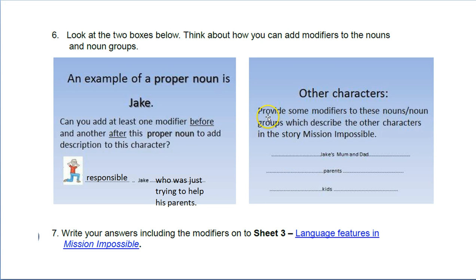Now other characters. So provide some modifiers to these nouns. Perhaps Jake's mum and dad. I wonder what we could do for that one. Have a go at that one. Parents. Maybe it was irate parents. Competitive kids who wouldn't leave each other alone or who wouldn't sit still. So go and put those three into your sheet 3. Pause this video if you need time to do that.